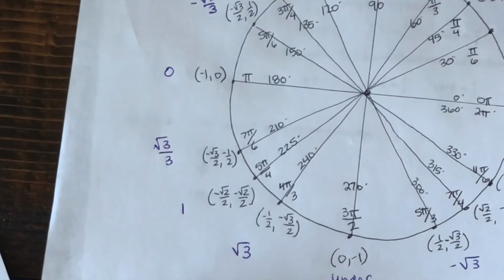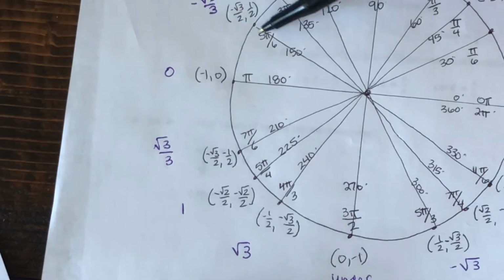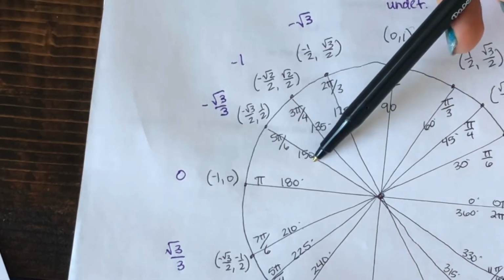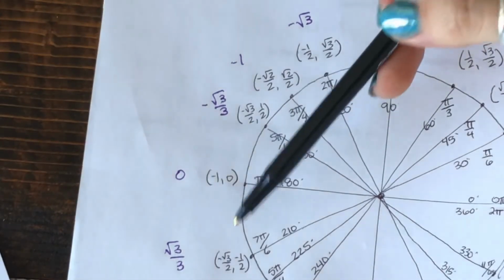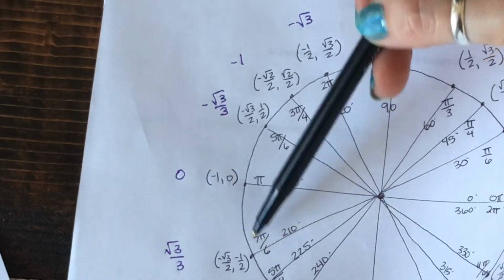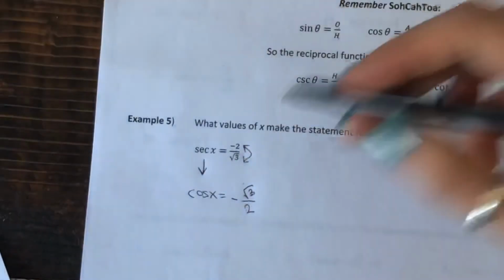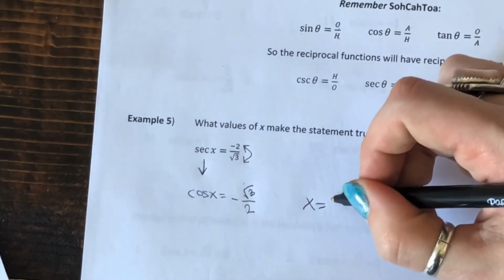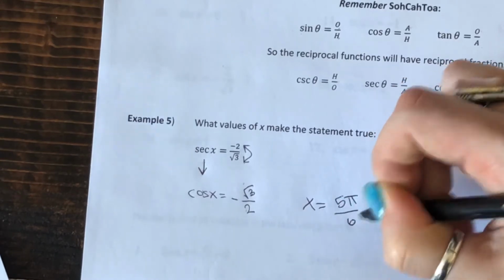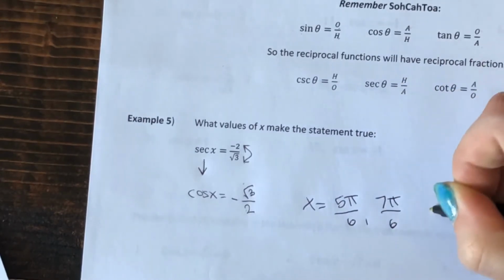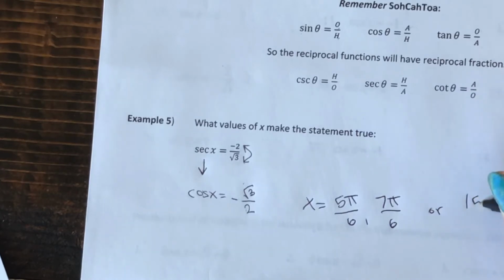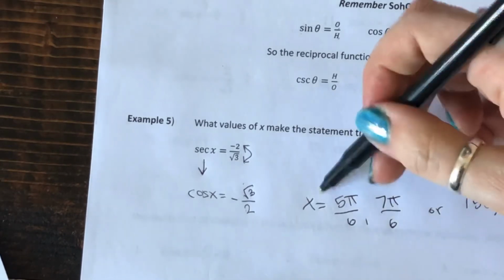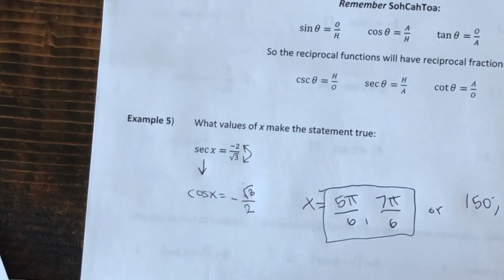So then I look and I see, remember, cosine's the first number, and cosine equals a negative square root of 3 over 2 here at 5 pi over 6, or 150 degrees. And then it also equals negative square root of 3 over 2 down here at 7 pi over 6, or 210 degrees. So those would be your answers. Again, you could do radians or degrees depending on what they tell you to do. So we'd either have 5 pi over 6 and 7 pi over 6, or you could do 150 degrees and 210 degrees. Most of the time I feel like they use radians, but sometimes they'll ask for degrees.